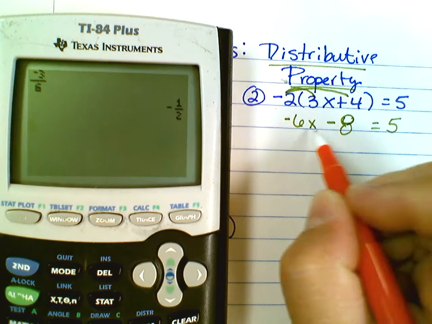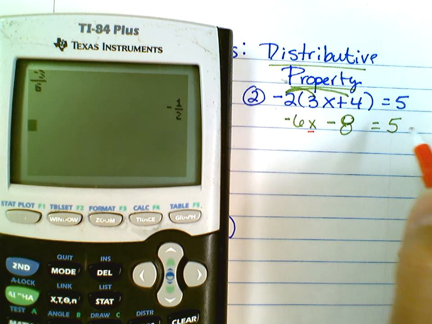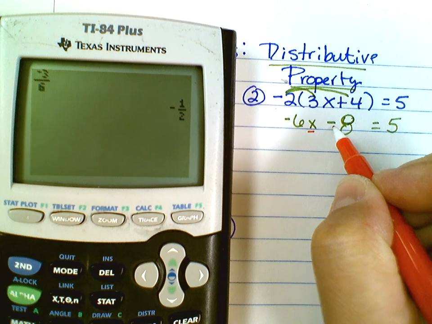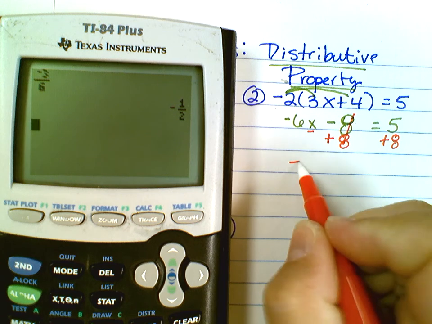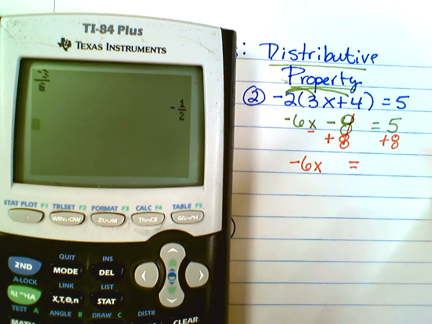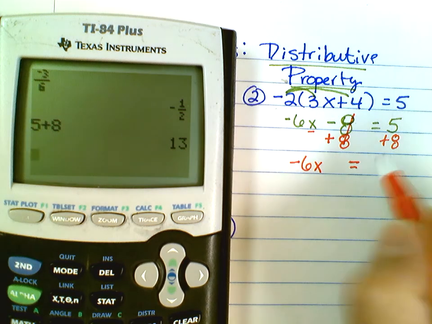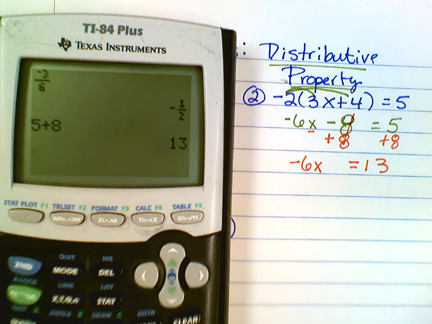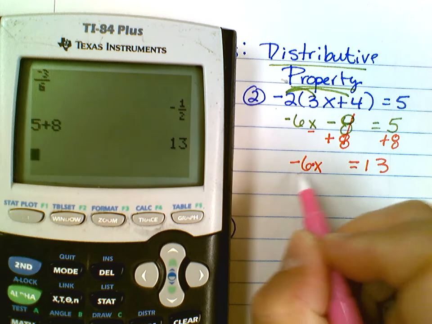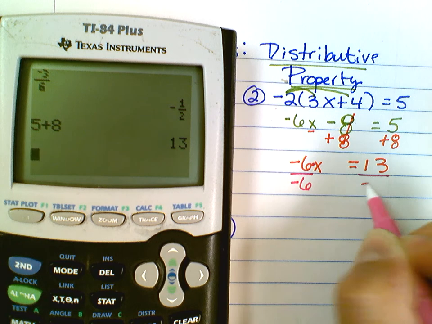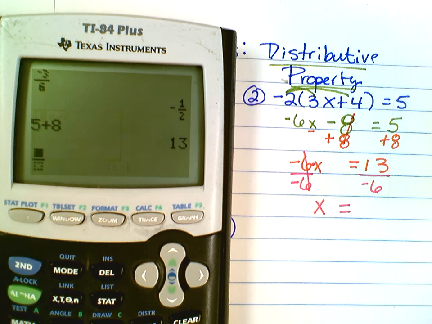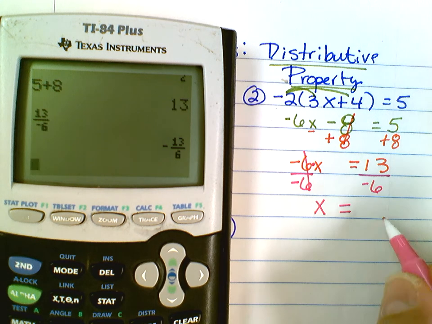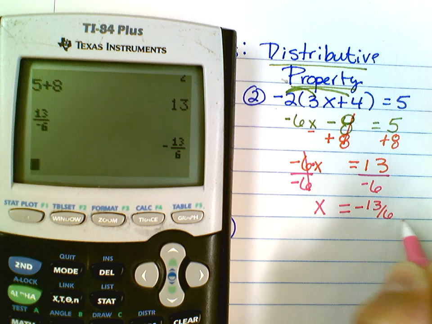Then I'm going to have to move this 8 to the other side. I will undo subtraction by using the opposite, which is addition. That leaves me with negative 6x equals 5 plus 8 is 13. Again, to undo multiplication, I will divide by negative 6. So I get x equals negative 13/6.